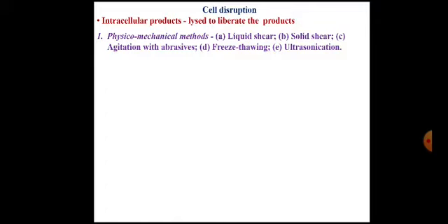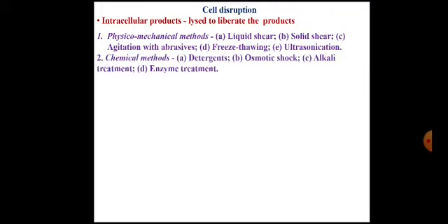The first method is physicochemical methods of cell disruption. It involves liquid shear, where shear means breaking with liquid, solid shear, agitation with abrasives, freezing and thawing, and ultrafiltration. These are the methods of physicochemical nature.